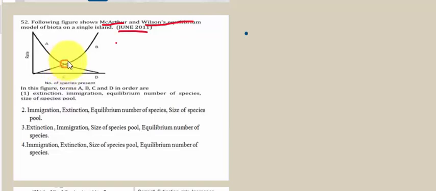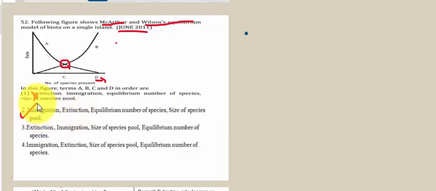C is no doubt the equilibrium number of species. It is very clear from this graph. And D is also the number of species. This one is also correct. But the A and B options are wrong. Let's see the second statement. In the second statement, it is given that A is the immigration rate and B is the extinction rate, and C is the equilibrium number of species and D is the size of species pool. So this one is the correct option.